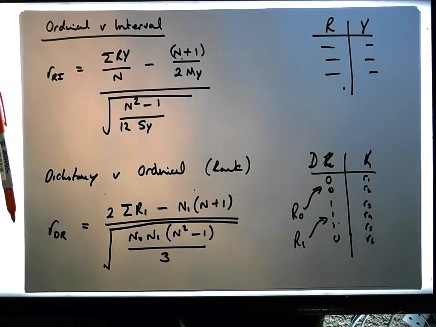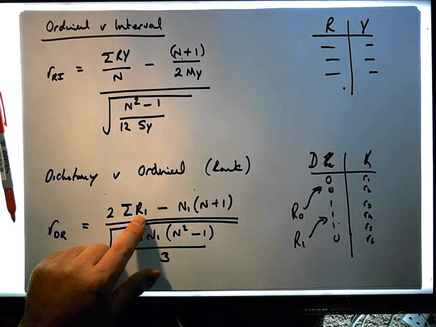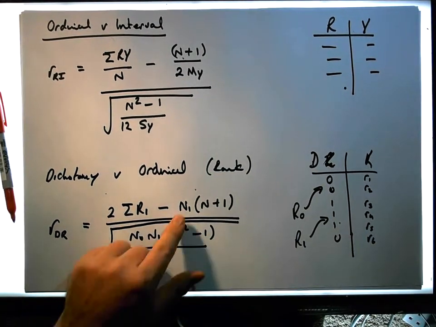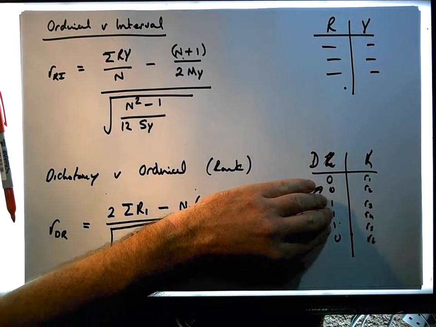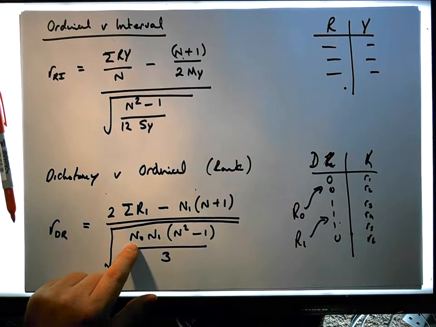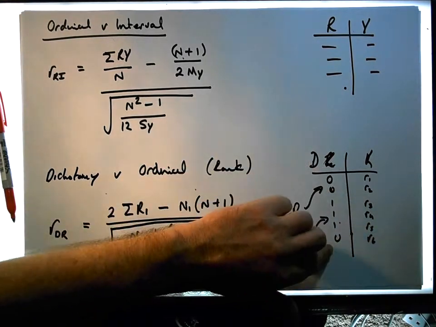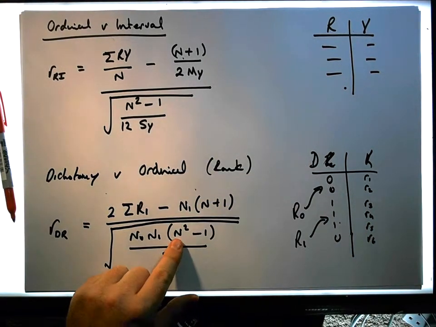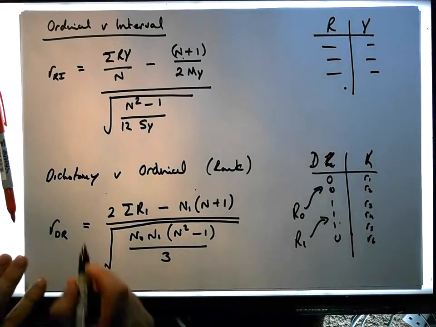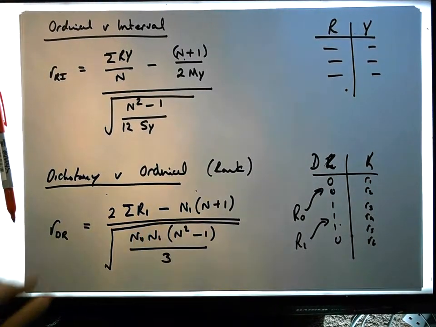Okay? So R1 represents those ranks within the dichotomy labeled 1. N1 represents how many observations are in that dichotomy. N0 represents how many observations are in the dichotomy labeled 0. And big N represents the total number of paired observations. So now we've dealt with a dichotomy and an ordinal variable.